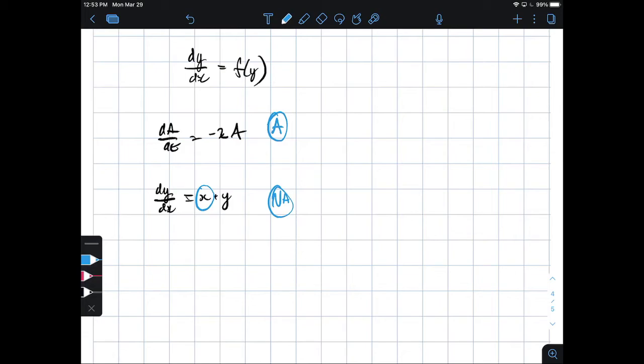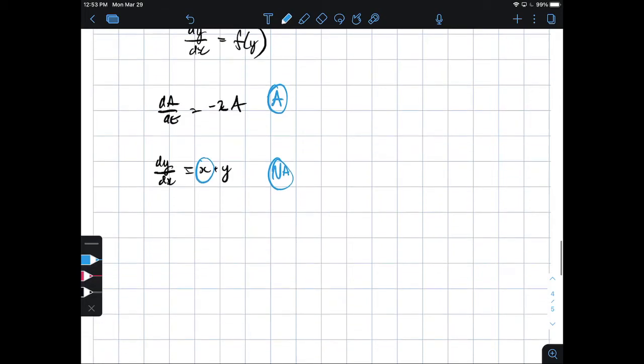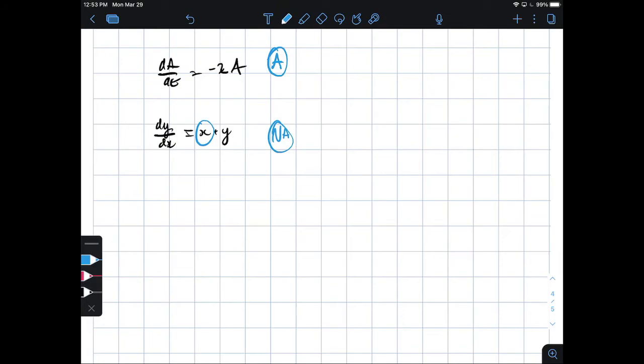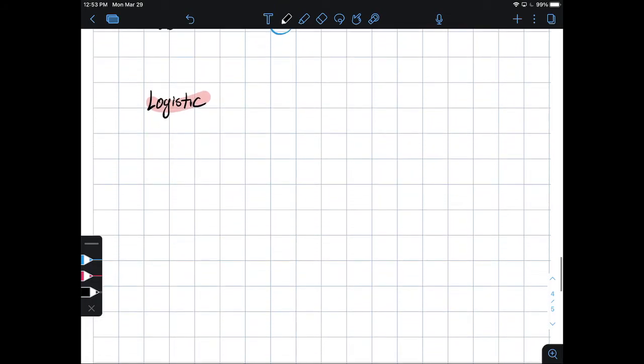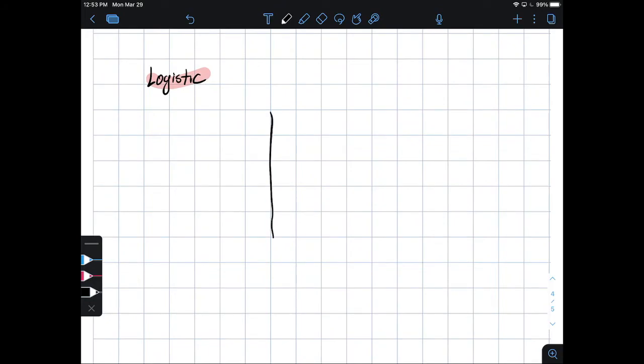Now, I think probably the most important part of this whole autonomous chapter is our logistic equation problems. I recommend looking in the notes and making sure you understand it, but I'll go over how I think about it briefly. Essentially, you have 3 generalized cases that don't change. You're going to be given a differential equation, an initial condition, and you're going to be asked a few questions.